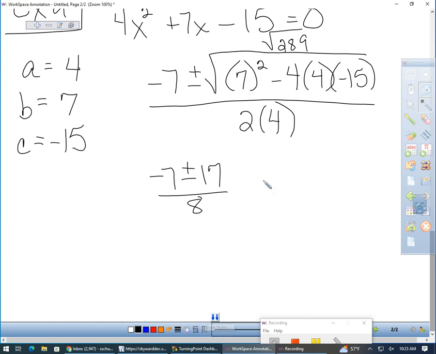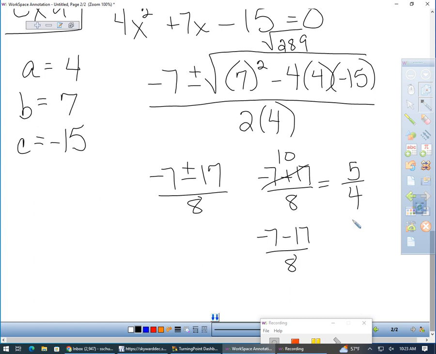Very good. So I have negative 7 plus 17 over 8, and I have negative 7 minus 17 over 8. Negative 7 plus 17 is 10. 10 divided by 8? 5/4. Very good. Negative 7 minus 17 is negative 24, divided by 8 is negative 3. Very good. All right.